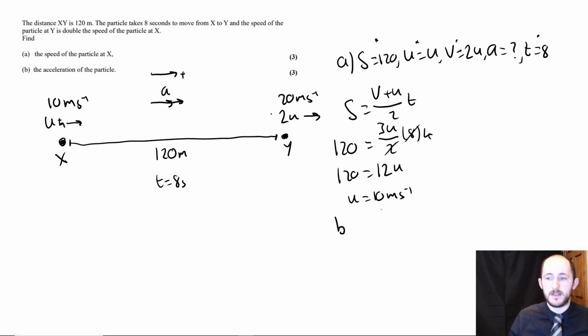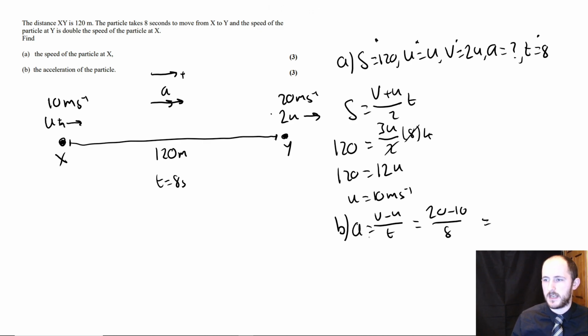Not saying that it can't be difficult. There are difficult parts to this. There are 6-mark questions that can come up. With the acceleration, we have literally every single thing that we could possibly need. So you could just use, for example, A is V minus U over T. That's just the definition of acceleration. So we have 20 minus 10 over 8.